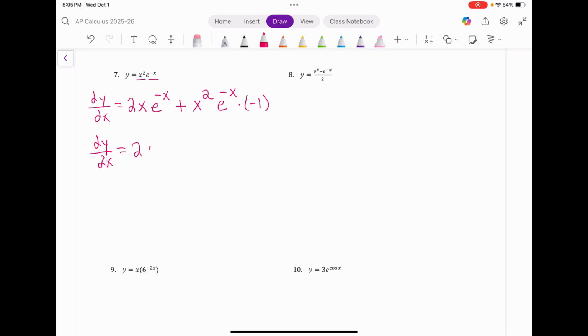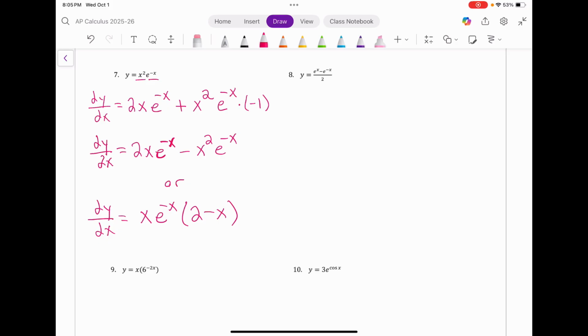Okay, so we can clean it up a little bit, right? Or sometimes you can see this in factored form. So dy dx equals, what could we factor out? x and an e to the negative x. And what's left is 2 minus x.